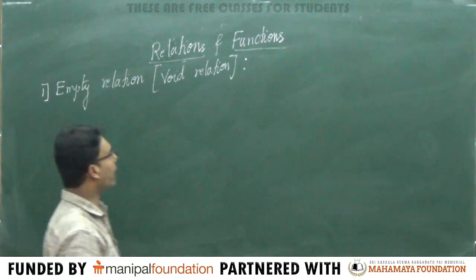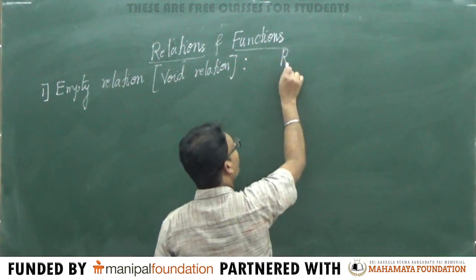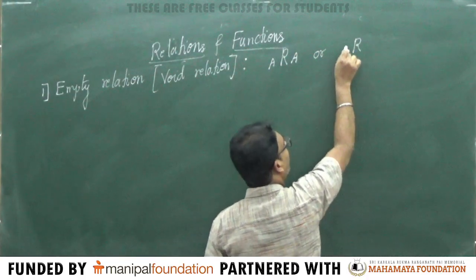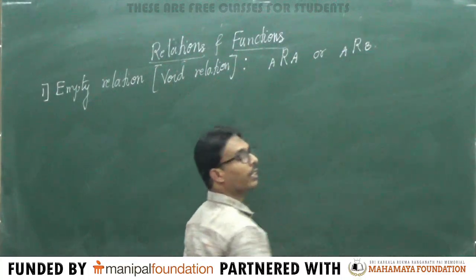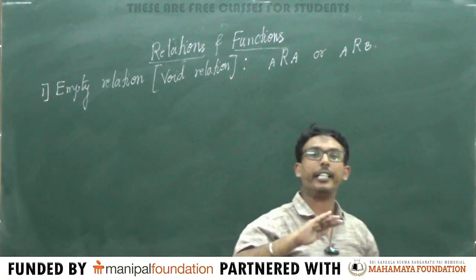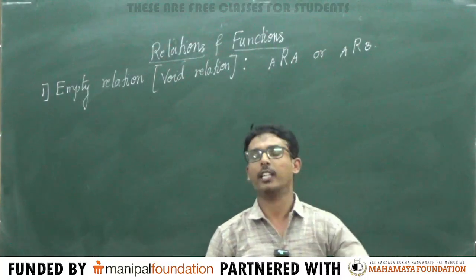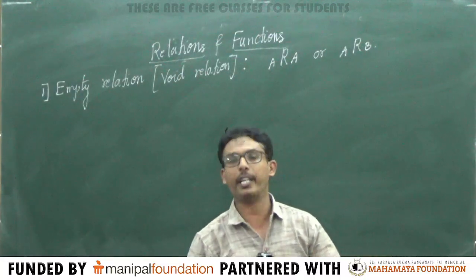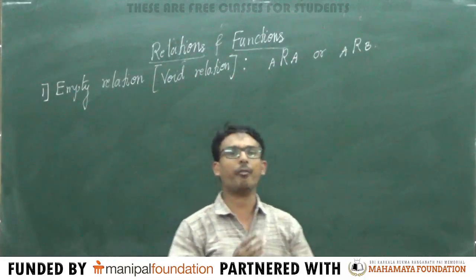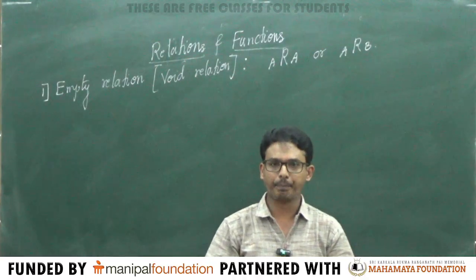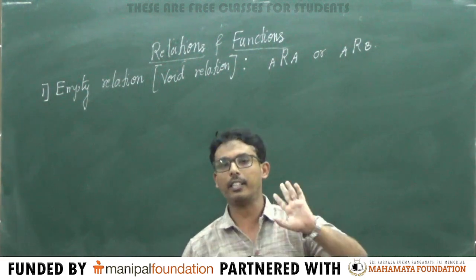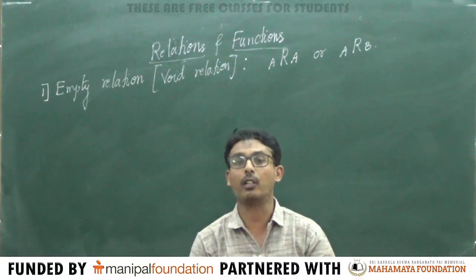Let us assume that R is a relation from the set A to A, or R is a relation from the set A to B. If each element of the first set is not related to any element of the second set, then that relation is called an empty relation or void relation.